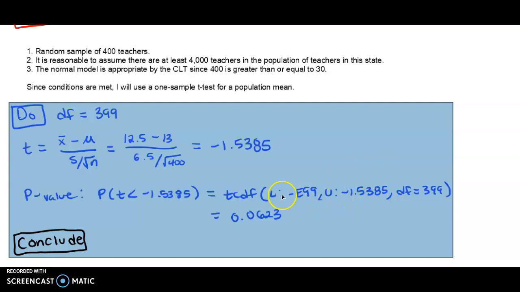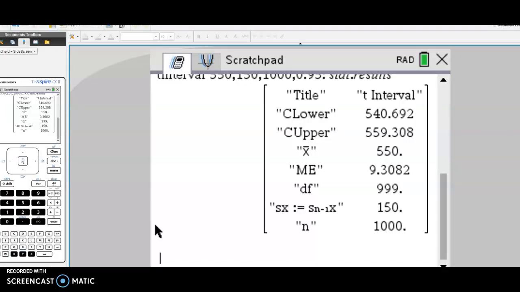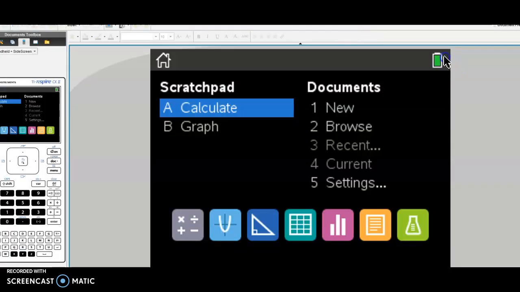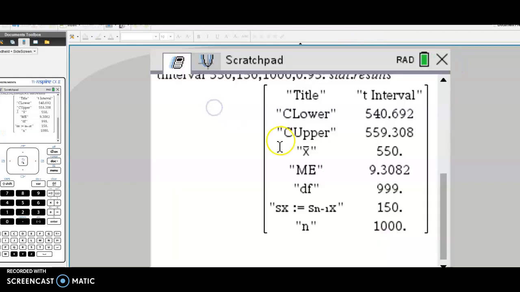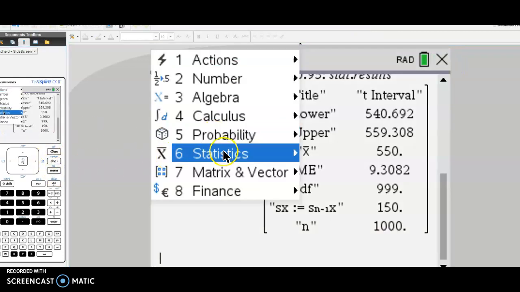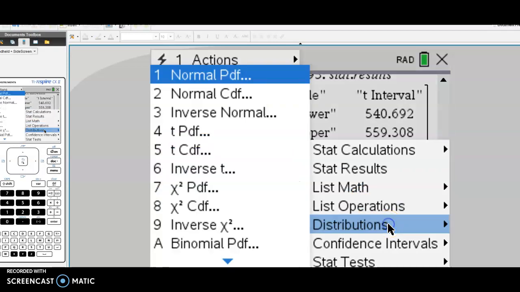Now here, notice that I'm using the calculator, so I have to label what inputs I'm using. Well, a lower bound of some very large negative number, an upper bound of this test statistic, here's my degrees of freedom. And so let's take a look at where this happens in the calculator. So again, you're going to go here to calculate. You are going to hit menu, statistics, and we're going to go to distributions.